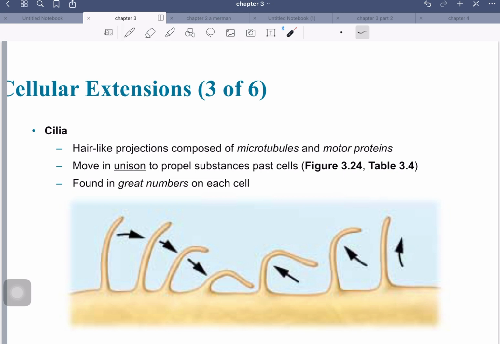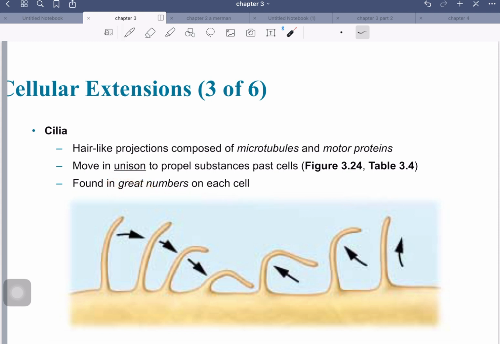Now, let's move on to the next one, which are the cilia. And the cilia are these hair-like projections. And what are they made of? They're microtubules, plus they have motor proteins. Now that last bit, motor proteins, gives us an idea that there's movement involved, and there is movement. Now don't think of cilia as being like windshield wipers on a car that just go back and forth. It's a very coordinated movement, and it's about moving material in one direction. So in order to do that, they have to work in unison to move substances along, up and out.